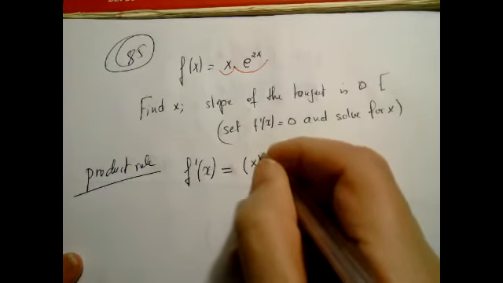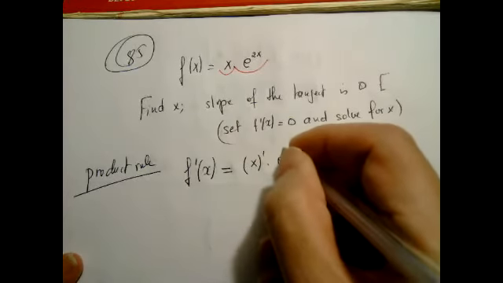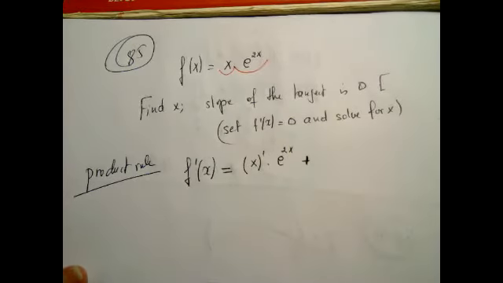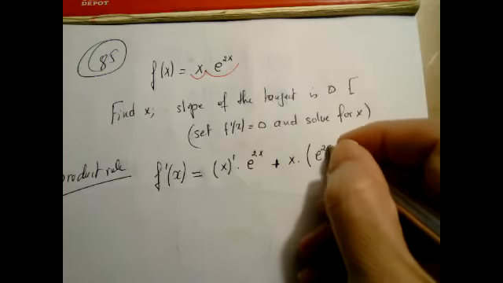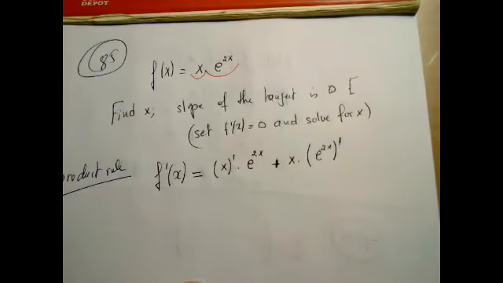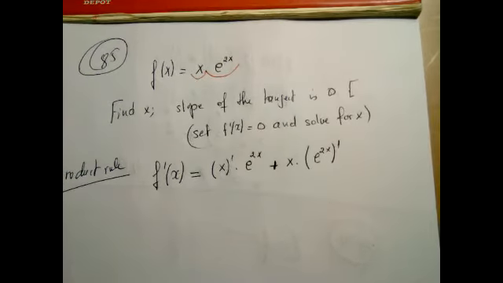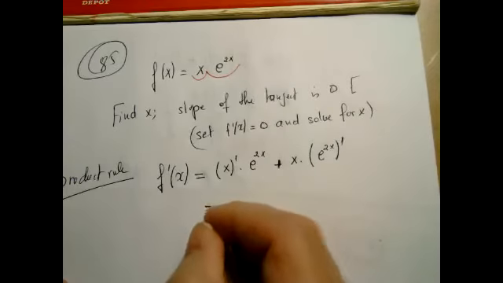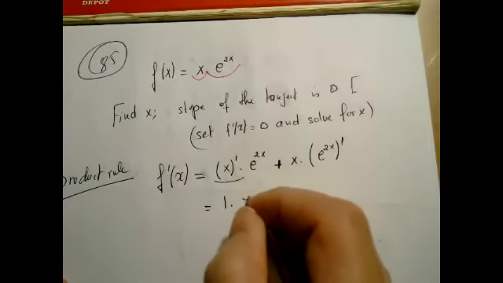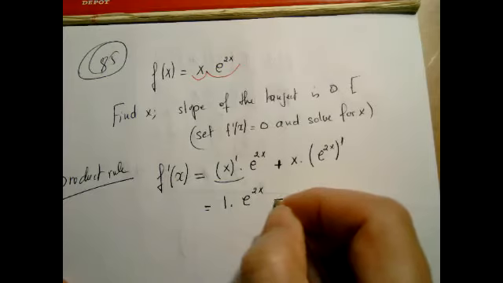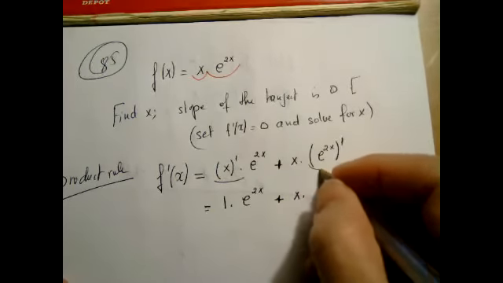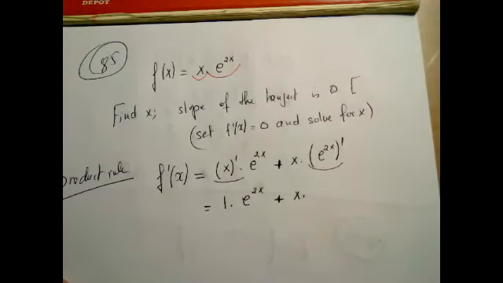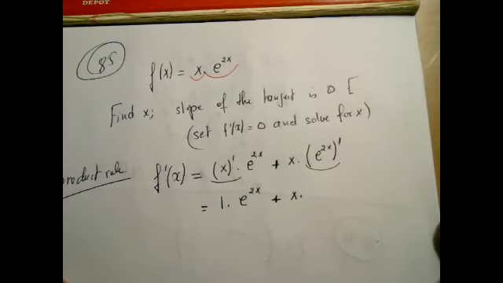It's the derivative of x times e to the 2x plus x times the derivative of e to the 2x. Okay. Now each one by itself separately, and then we proceed. So this will be equal to the derivative of x, which is 1, times e to the 2x, plus x times, and here it's e to the 2x. How can I find the derivative of e to the 2x?